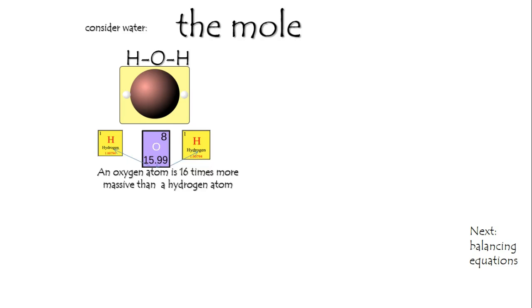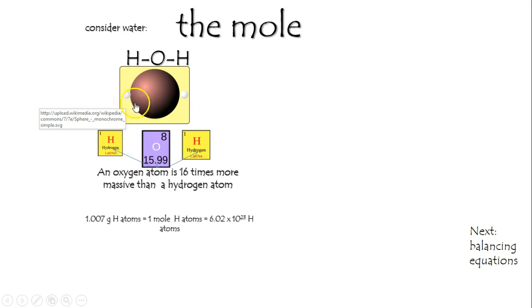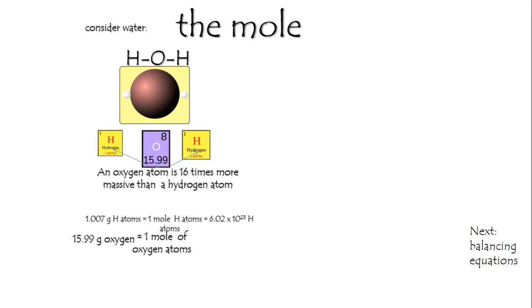An oxygen atom is 16 times more massive than a hydrogen atom. So if you have 1 gram of hydrogen atoms, you have 6 times 10 to the 23rd atoms of hydrogen. On account of it's so light, you would need 16 grams of oxygen to have the same number of atoms. Now, if you think about it, we're going deeper into the mole.